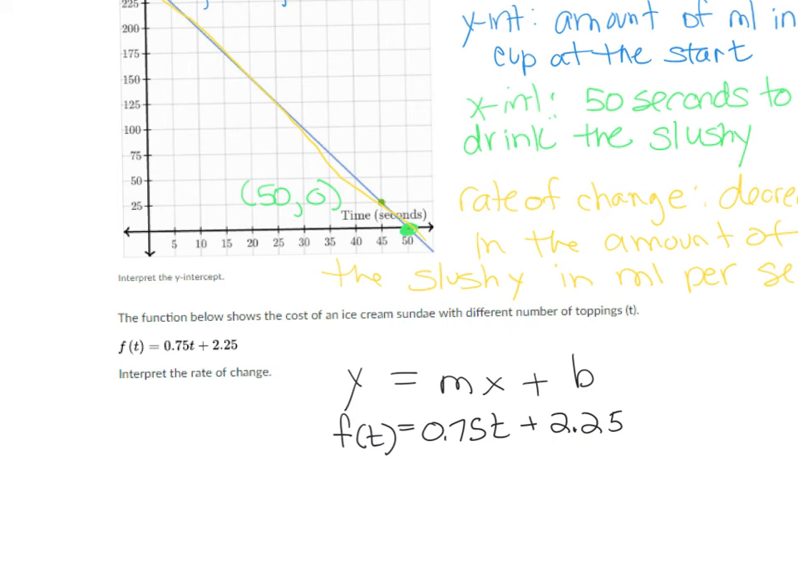So when we look at our y-intercept, b, this is our y-intercept right here. In this particular problem, that $2.25 represents the cost of the sundae, the basic cost if you get the basic sundae. So this is the y-intercept, the cost of a basic sundae, plain sundae, whatever you want to call it.